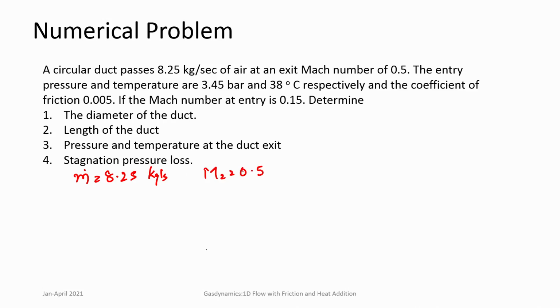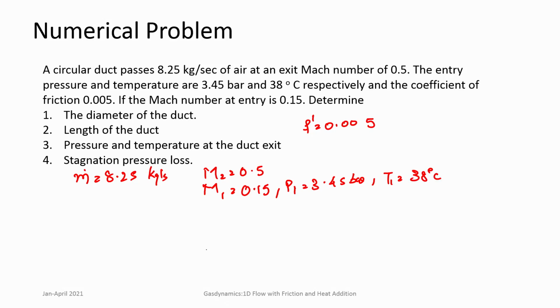Entry pressure and temperature are 3.45 bar and 38 degree centigrade respectively, and the coefficient of friction is 0.005. So, f prime 0.005, m1 is given as 0, Mach number at entry is 0.15, P1 is 3.45 bar, and T1 is 38 degree centigrade. Okay, that is 38 degree centigrade.